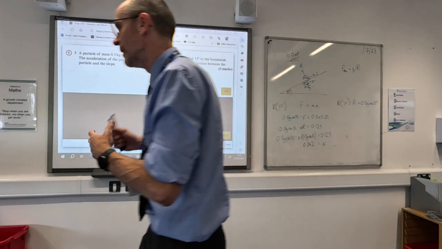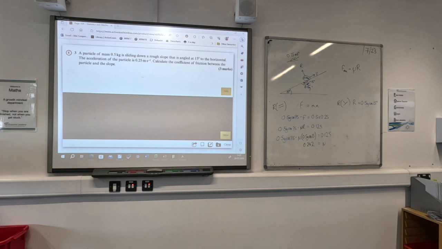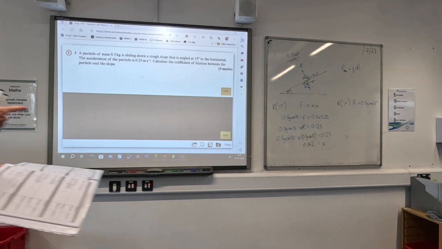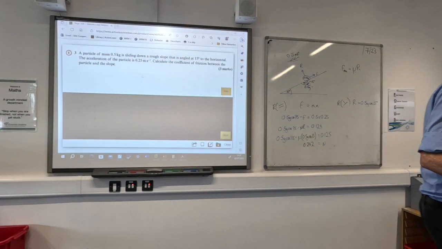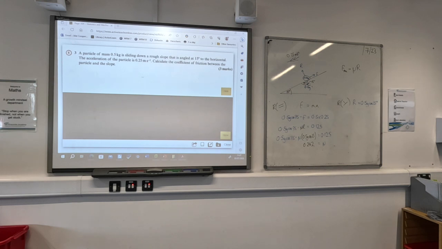So there are a number of different ways this sort of question can be asked. You might know, in this case, the acceleration and be asked to work out the coefficient of friction. You might know the coefficient of friction and be asked to work out the acceleration. There's a number of ways this can be asked. So let's just do a little bit of practice.